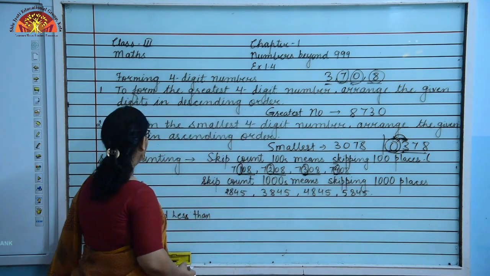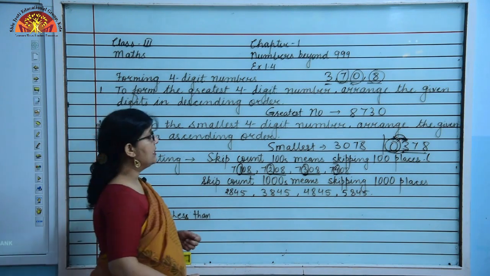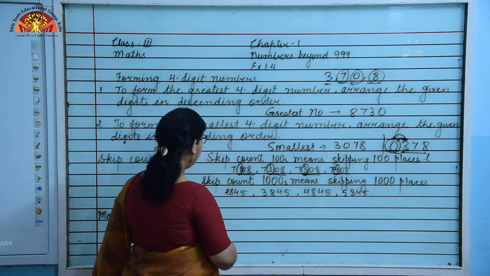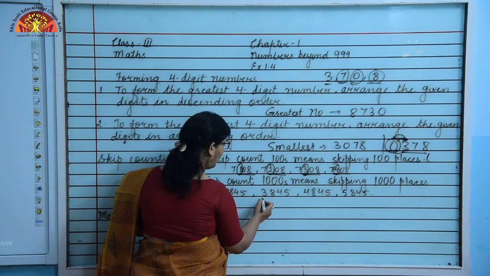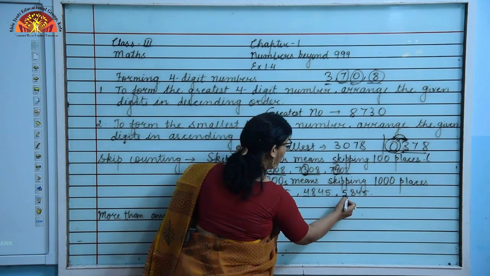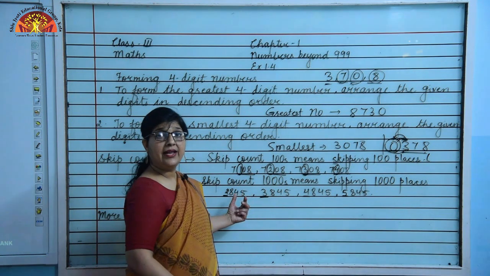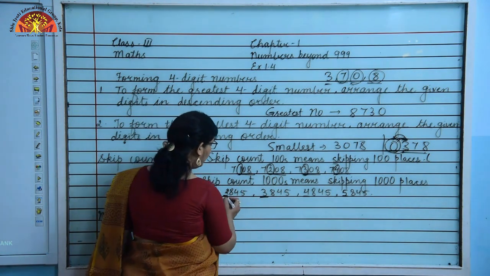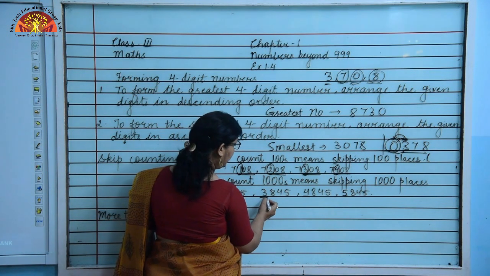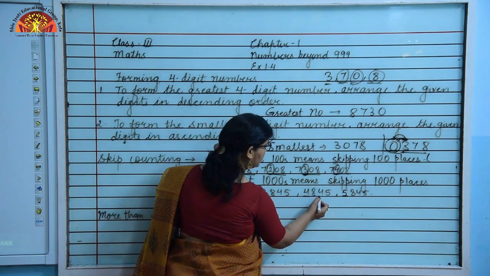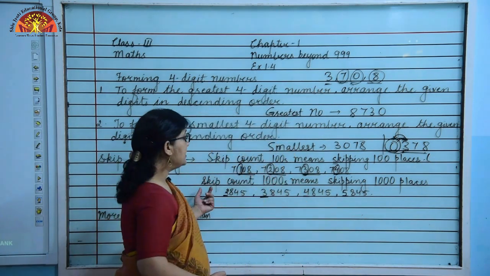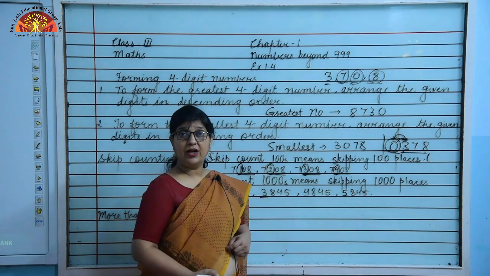Now skip counting of thousands means skipping the 1000 place. In this, the number at the 1000th place will change, and the hundreds, tens and ones places remain the same. So we have here 2845, 3845, 4845, 5845. This is skip counting by thousands.